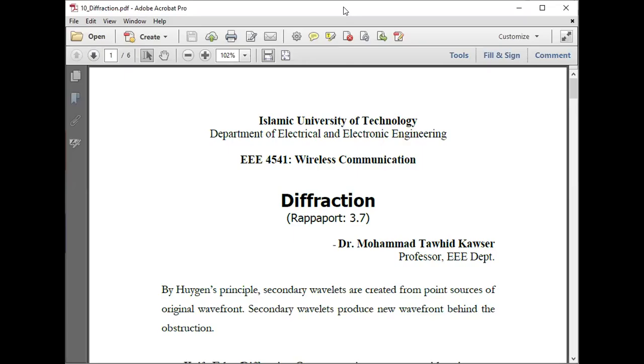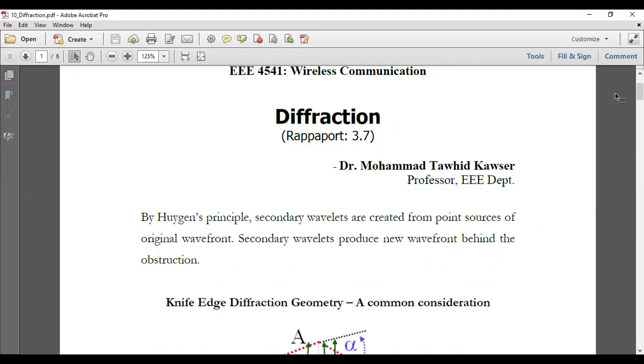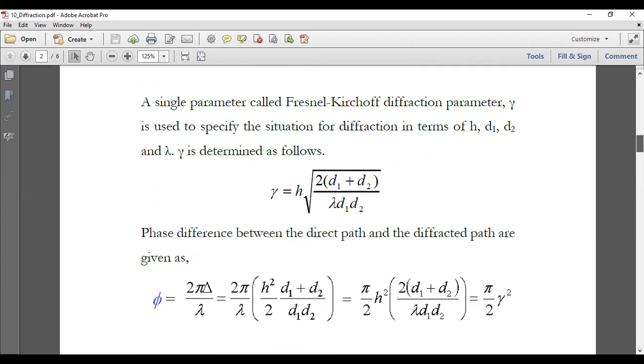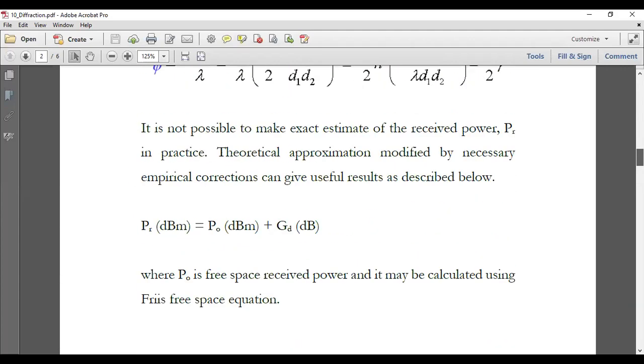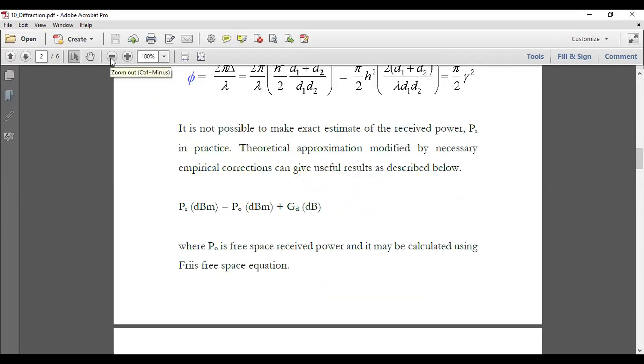Now we know how to calculate the diffracted power. That's the key part. So in the procedure, first we have to calculate the power that you would get if you had a free link. So the normal free space equation, you use to calculate.